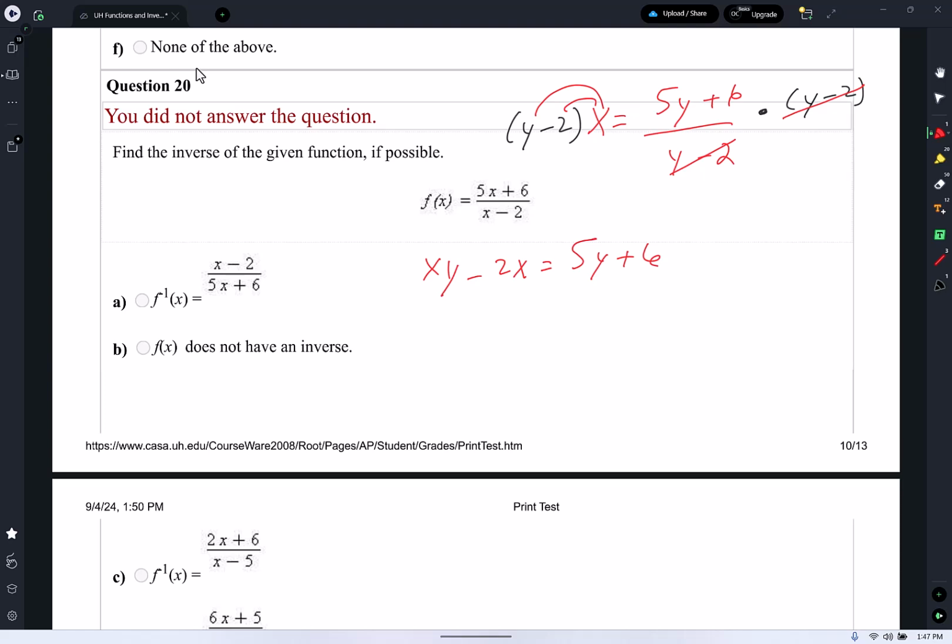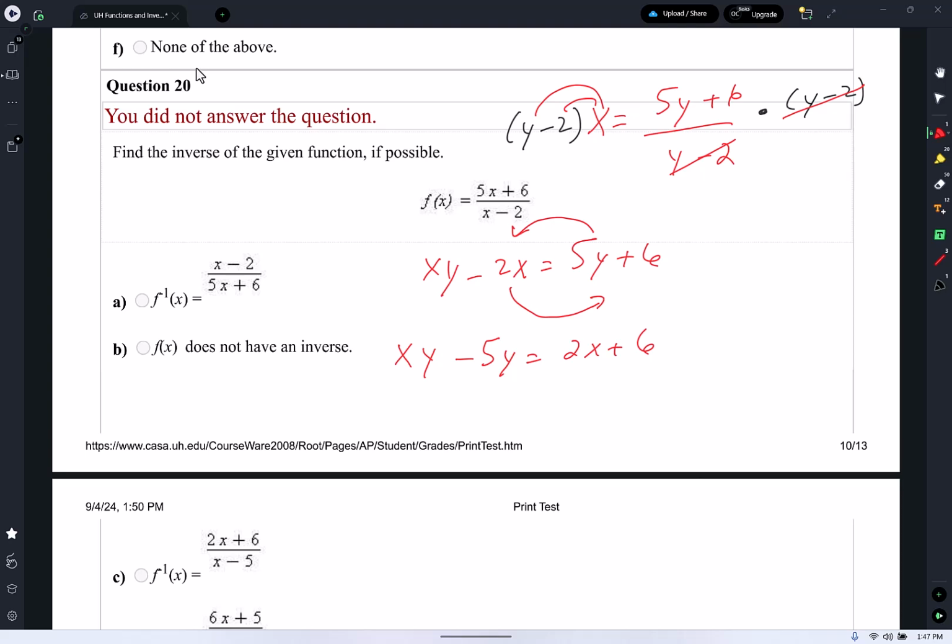Your next move, you want to move the y's to one side. So I'm going to move that 5y to the left, and I'm going to move that negative 2x to the right. You want to group the y's because you're trying to factor that out, or you're trying to get y by itself, that's why. xy minus 5y equals 2x plus 6. I don't see any issues. I think we're okay so far.